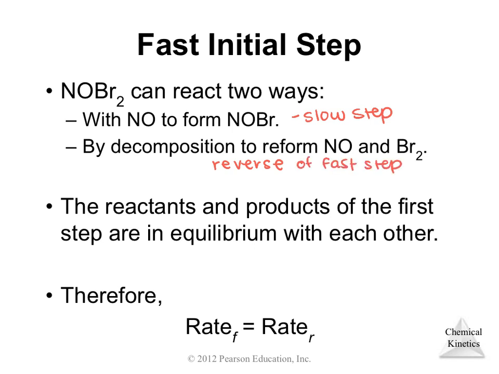Okay, so the reactants and products of the first step are in equilibrium with each other. We saw those double arrows. That means that the rate forward and the rate in the reverse are the same. So remember, when something is at equilibrium, and our next chapter is all about this, it doesn't mean the reaction stops. It means that the forward and the reverse are happening at the same rate. So every time I make a product, I'm also making a reactant. This is going to be super helpful in determining our rate law.